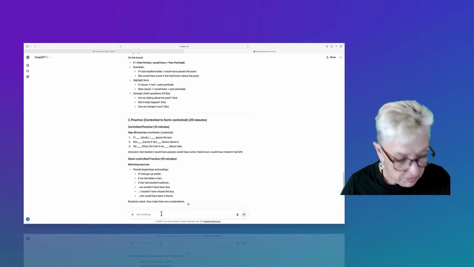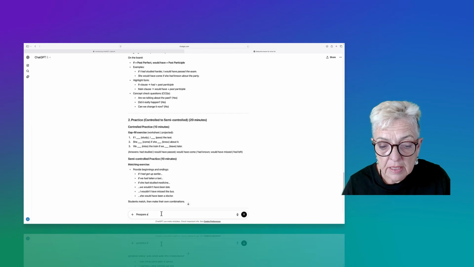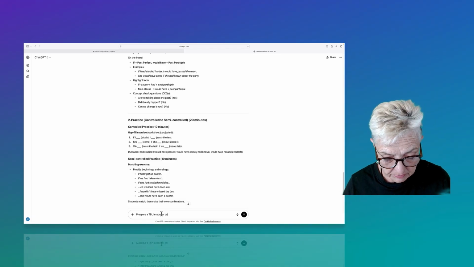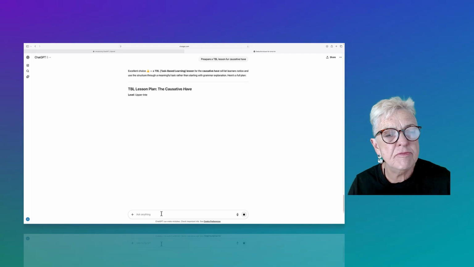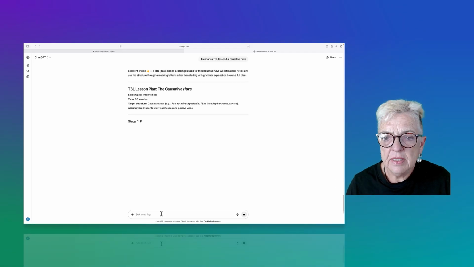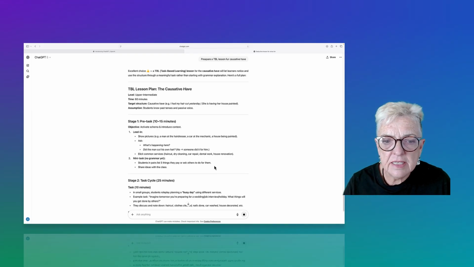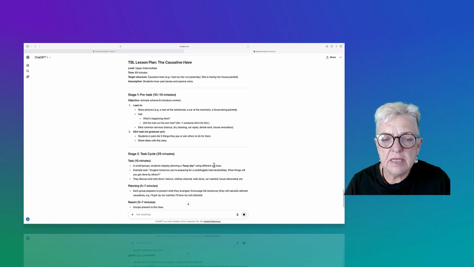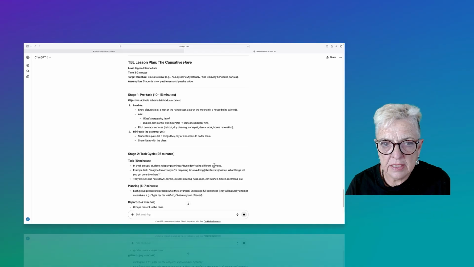Okay. So, let's prepare a TBL, task-based learning lesson, for causative have. I like this. Causative have is, I have my hair cut every month. So it's a passive. It's a nice little structure at a higher level. When we talk about things that are done, we have done for us.